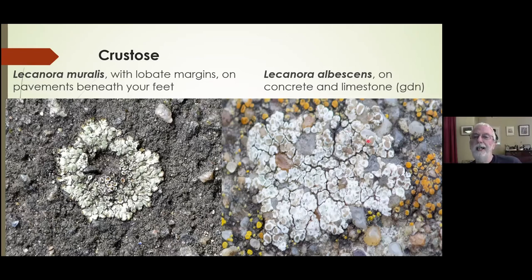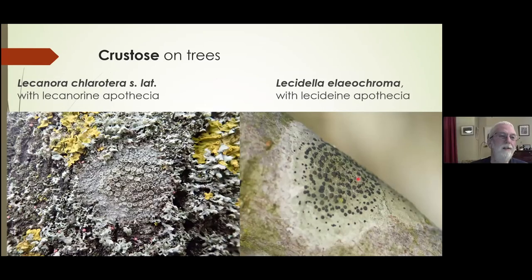This is Lecanora albescens, and this is on a concrete post in my garden, in fact. Again, it's got these apothecia with the thalline margin very similar to the main thallus of the lichen itself. You also get crustose lichens on trees. This one is Lecanora chlarotera, the one in the center here. Again, you can see these lecanorine apothecia, slightly different color. They're slightly frosty here. The term is pruinose, and they're covered in a dusting of crystals.